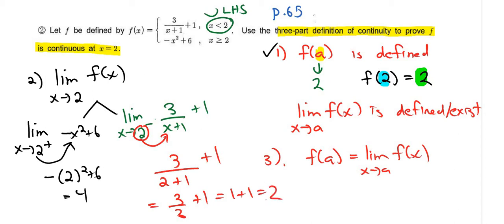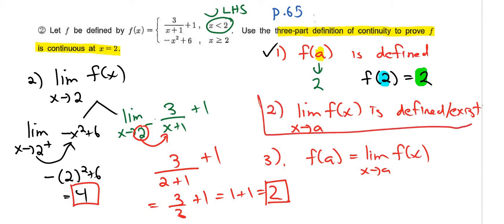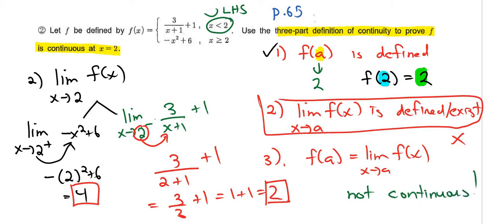So the problem here is the left-hand limit equals 2, and the right-hand limit equals 4. That means we technically did not satisfy condition number 2. Since condition number 2 doesn't work for this problem, because the left-hand and right-hand limits don't match, we can say that the function is not continuous. And once we show that the function is not continuous, we're done with the problem.